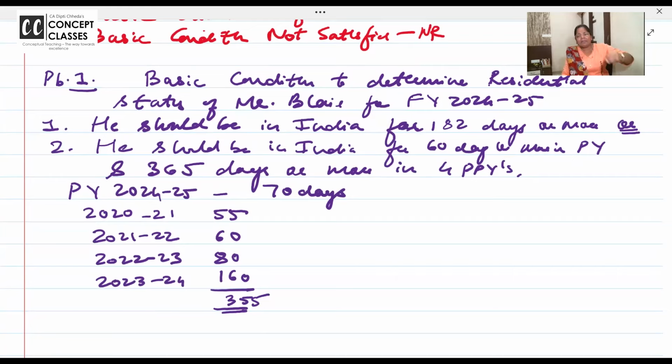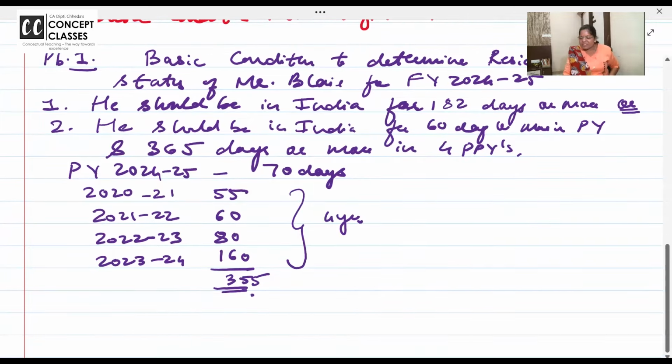But in the second basic condition, it's not one person. His younger brother is coming along holding his hand. His name is 365 days, in the 4 years. So in the last 4 years, he's there only for 355 days. Tell me, is Mr. Blair satisfying any one of the basic conditions? Yes or no?